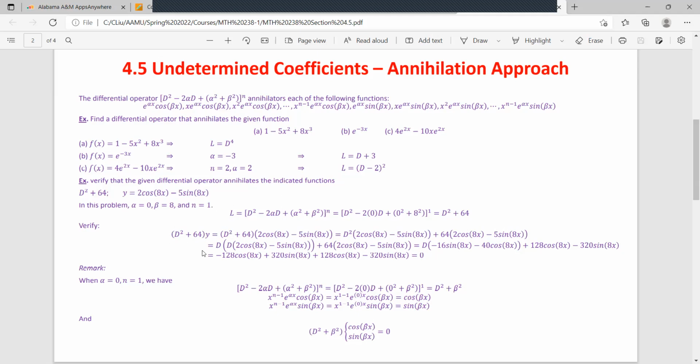So these are just some simple examples of annihilators. Any questions on these examples?